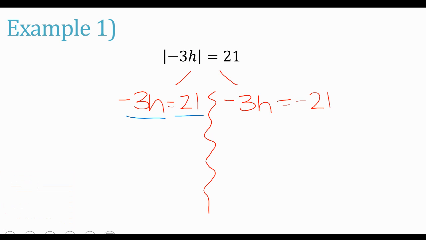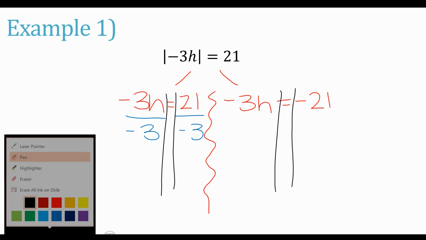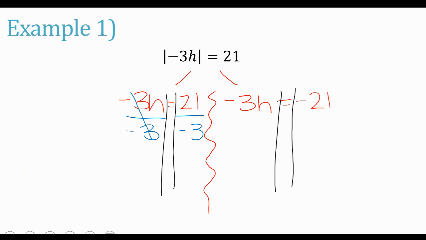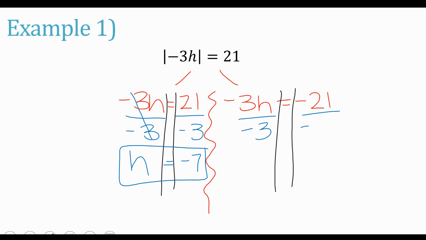You see we have negative 3, so we're going to divide on both sides. If you want, draw on those train tracks. You can do that for both. And we're going to get that to cancel out, so we get h equals negative 7. All right, let's do the same thing with the other equation. We're going to divide by negative 3 on both sides. That cancels out, so we get h is equal to positive 7.